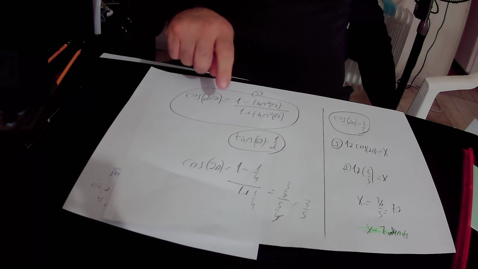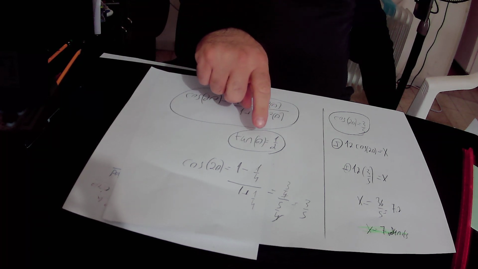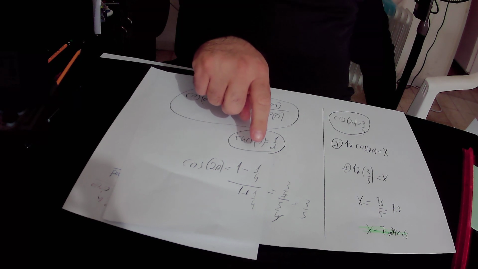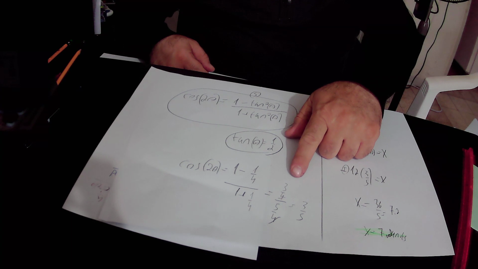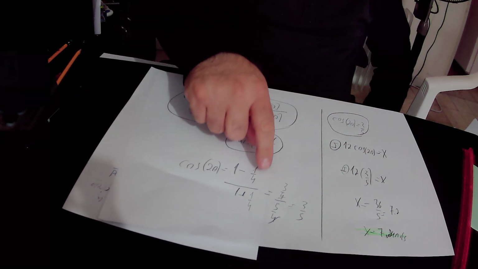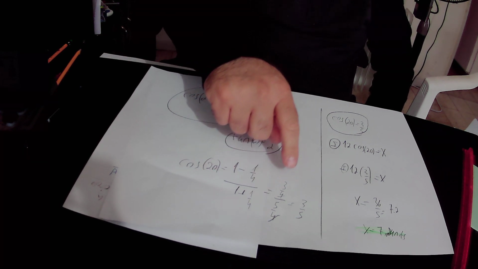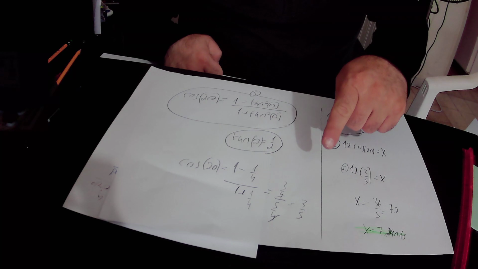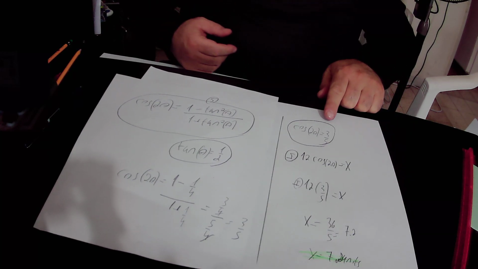So cosine 2 theta equals 1 minus 1 over 4 over 1 plus 1 over 4. 1 minus 1 over 4 is 3 over 4, and 1 plus 1 over 4 is 5 over 4. The 4 in the numerator and the 4 in the denominator get cancelled, and we are left with 3 over 5. So cosine 2 theta equals 3 over 5.